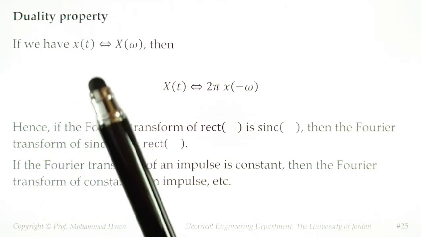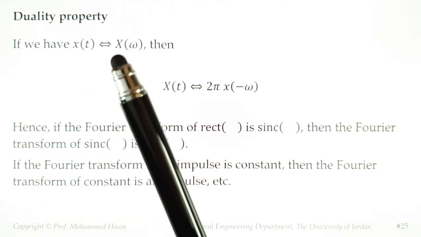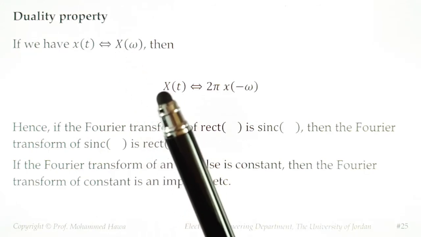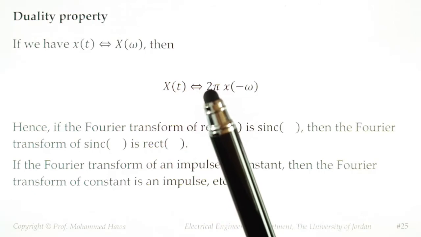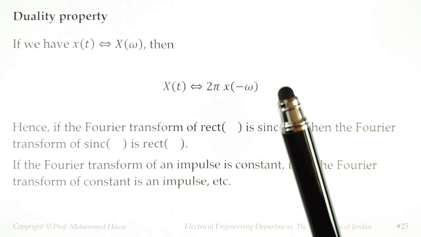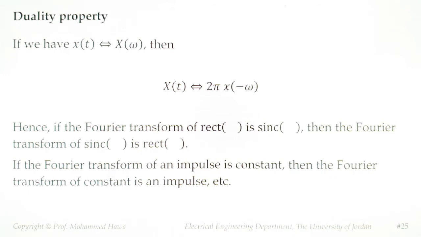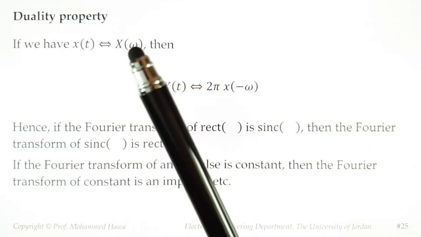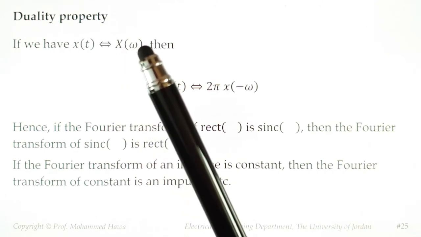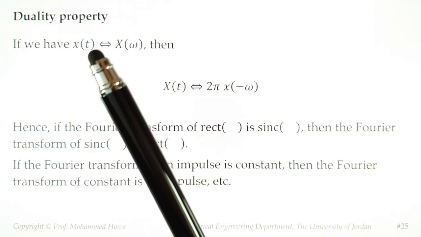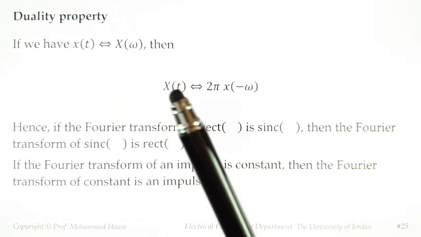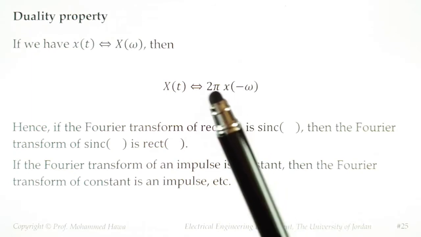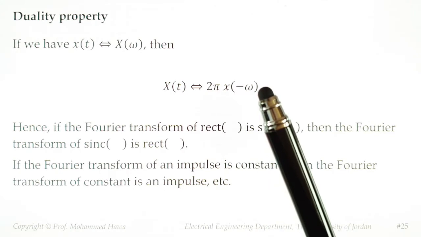It says if you know that the Fourier transform of x of t is capital X of omega, and you want to find the Fourier transform of capital X of t, it is equal to 2 pi times small letter x of minus omega. What does that tell you? It tells you that if x of t is a time domain signal and capital X of omega is a frequency domain signal, you can interchange the two signals. You can take capital X and put it in the time domain. You're going to get small letter x in the frequency domain, so long as you multiply by 2 pi and you do frequency inversion.